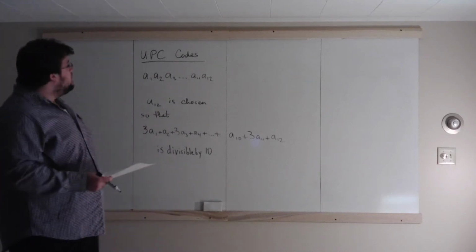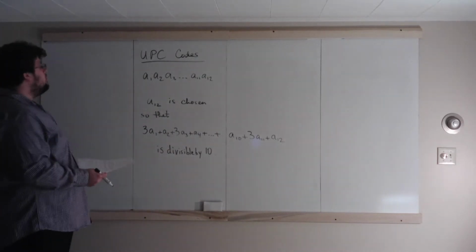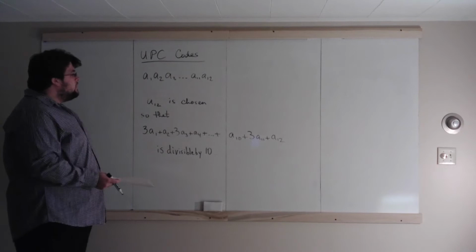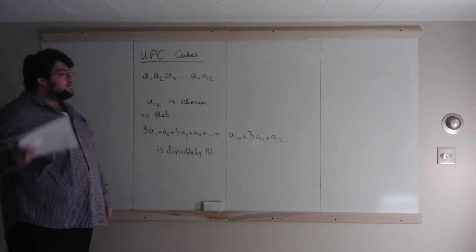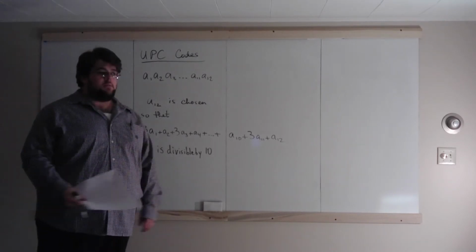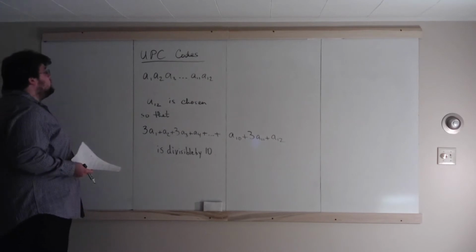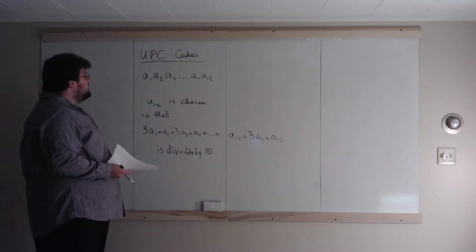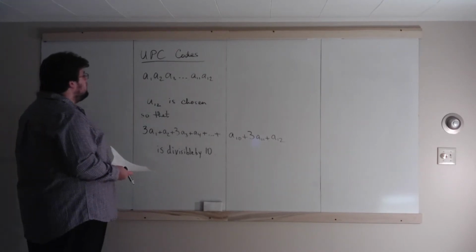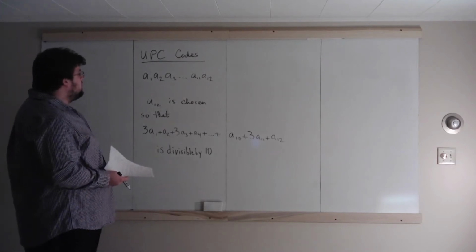The next number we'll look at is the UPC code. Most people are familiar with the UPC code. This is the number by many barcodes on many products. The UPC code is a 12-digit code. The last digit is the check digit.